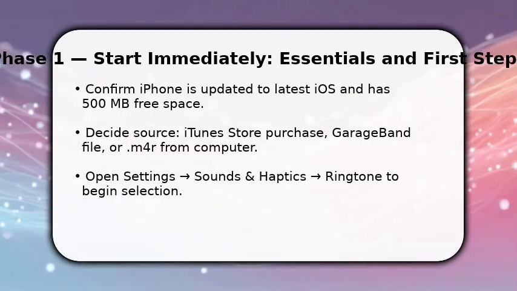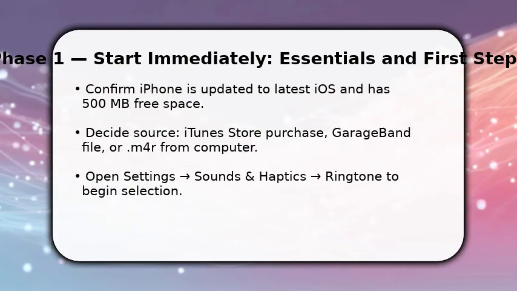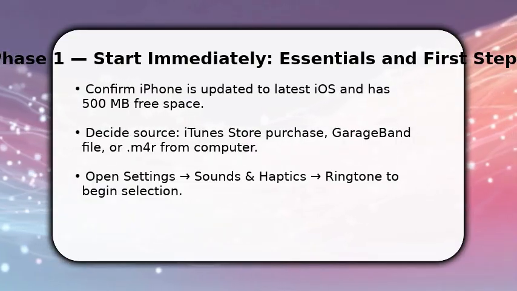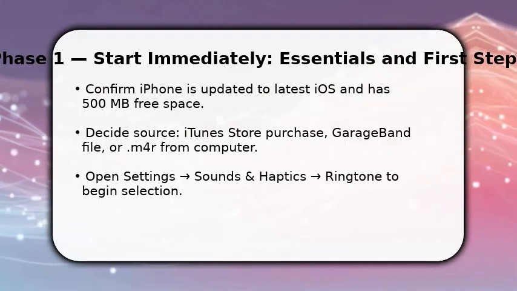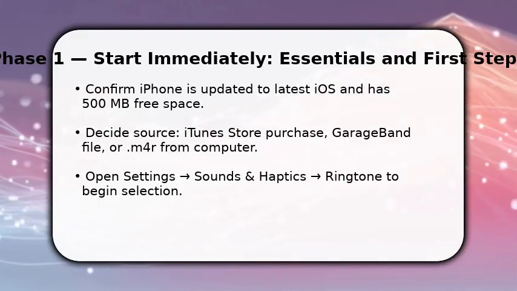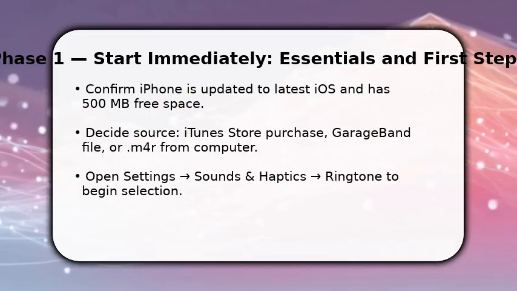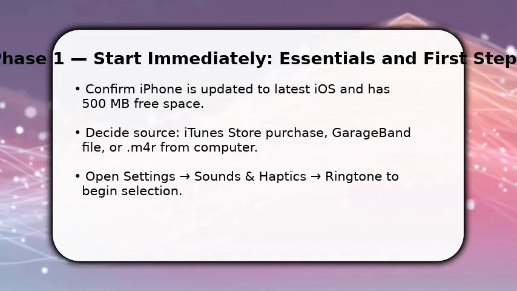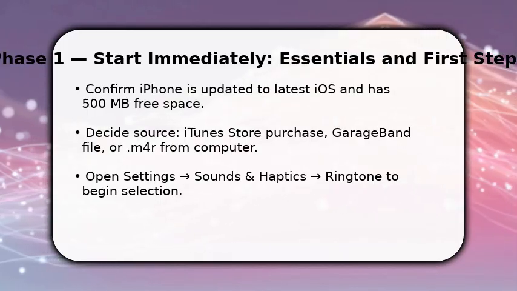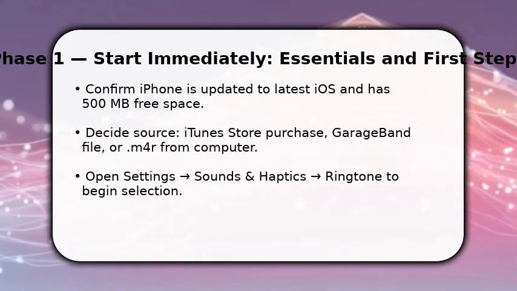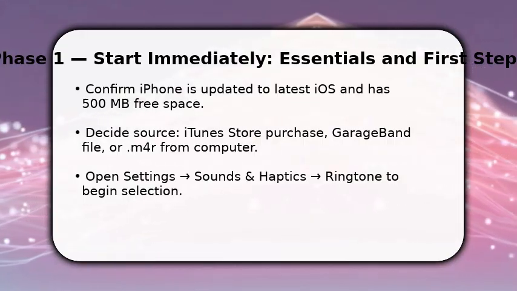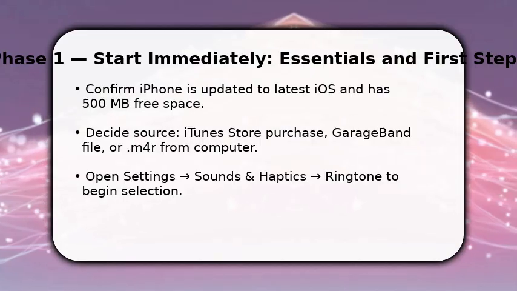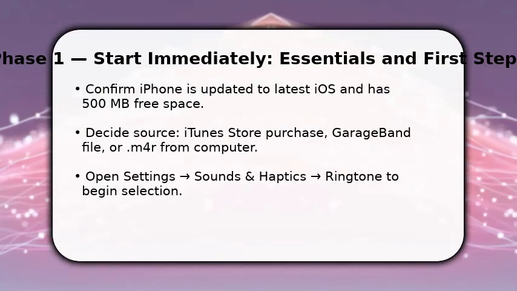You'll begin by preparing your device and selecting a source. This saves time. Open Settings, go to Sounds and Haptics, then tap Ringtone. If you bought tones in iTunes, they appear automatically. If you'll make a custom tone, have the audio file ready on the iPhone or computer. GarageBand or a M4R file works best. Make sure the clip is 30s or less to meet Apple limits. Once done, proceed to create or import the ringtone so it becomes selectable.